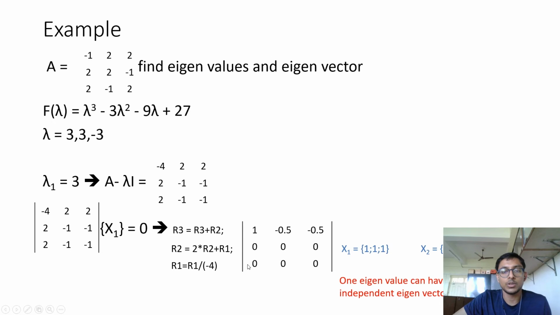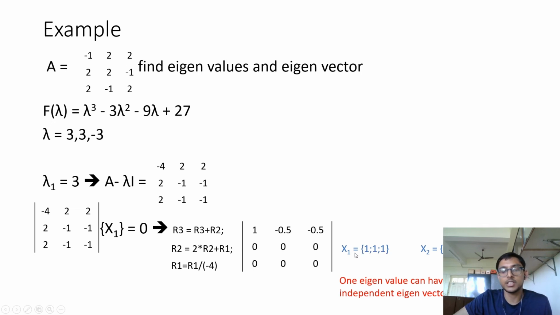And then to convert it into a proper row-echelon form, we'll just divide the R1 by minus 4. And here's the interesting part that I was talking about: for this lambda 3, we can clearly see that we can write two independent eigenvectors for this particular lambda. So one is 1 1 1.